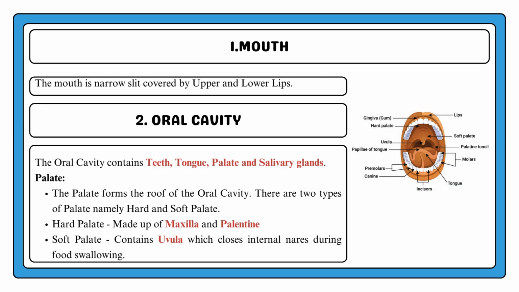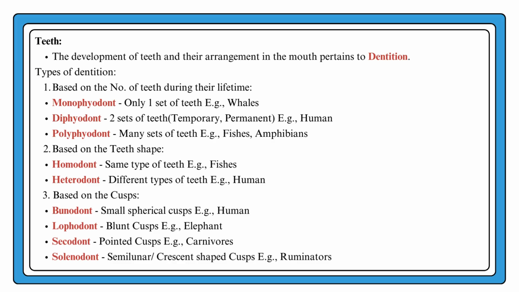Next we are gonna see about the teeth. There are 4 types of teeth in the adult human. They are 4 incisors, 2 canines, 4 premolars, and 3 molars. The development of teeth and their arrangement in the mouth refers to the term called dentition. There are various types of dentitions based on various factors. Let's see those types of dentition.